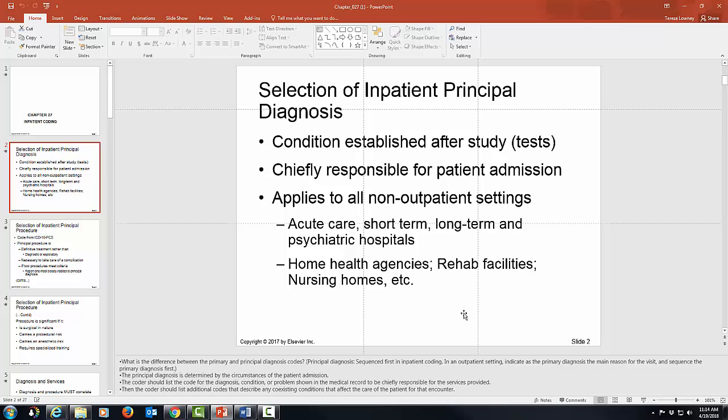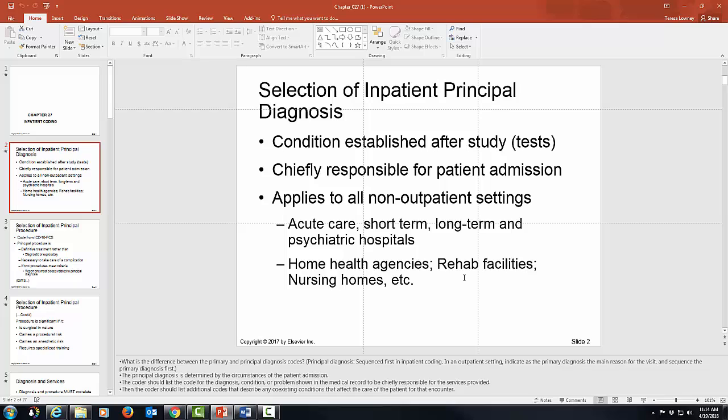Selection of inpatient principal diagnosis. So principal diagnosis in the office is called the chief complaint, but in the hospital, in inpatient, it's a principal diagnosis. We talked about that when we talked about E&M coding. This is the condition that is established after the studies, after the tests are all done. It's the chiefly responsible condition for the patient's admission. This applies to all non-patient settings, acute care, short-term, long-term, psychiatric hospitals, home health care agencies, rehab nursing homes, etc.